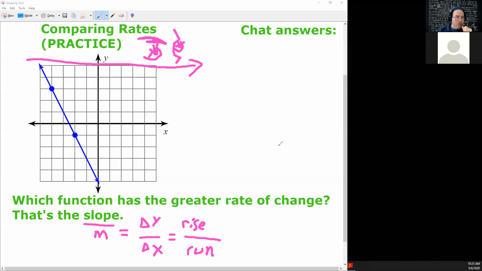Okay, so the question is, I'm going from dot to dot. How much do I go down and how much do I go over? That's the question.